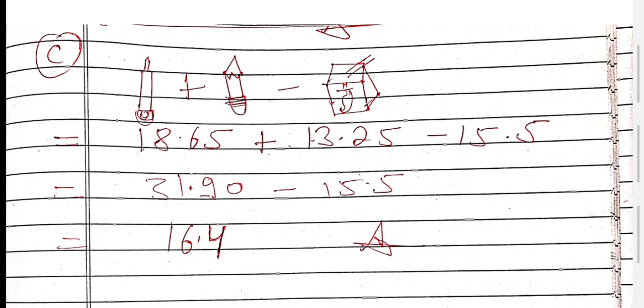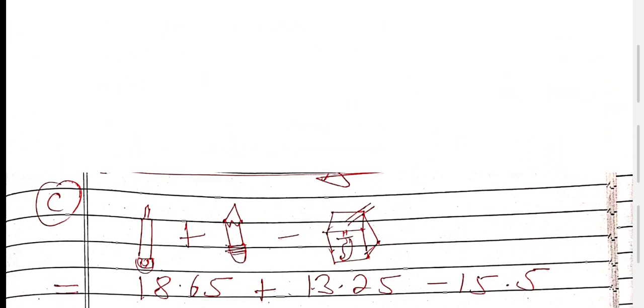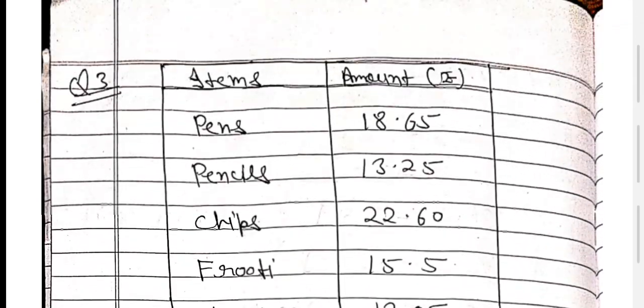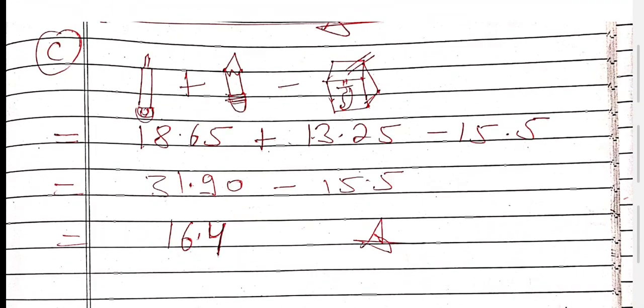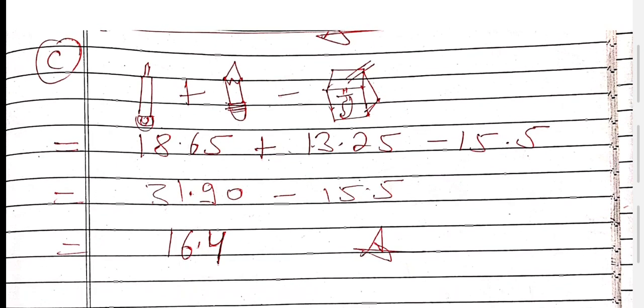Now part C is that there is a pen, then a pencil, and then a fruity. Then what is the total money? What is the cost of the pen? Just see here. Pen is 18.65, pencil is 13.25 and fruity is 15.5. So write all the costs here. Now just see, it is plus and it is minus. Now just do plus and minus. According to BODMAS, you have to do the addition first.